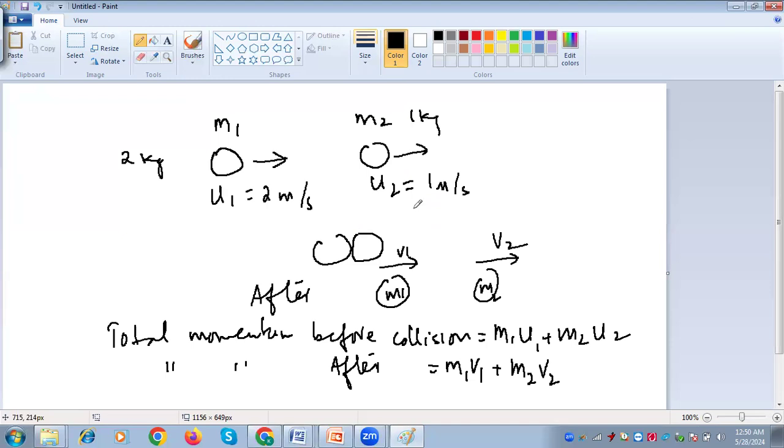So in the absence of external force, the total momentum M1U1 plus M2U2 will be equal to the total momentum after collision, that is M1V1 plus M2V2. We will be applying this formula of conservation of momentum, which you may call formula 1. Let us have some examples here.